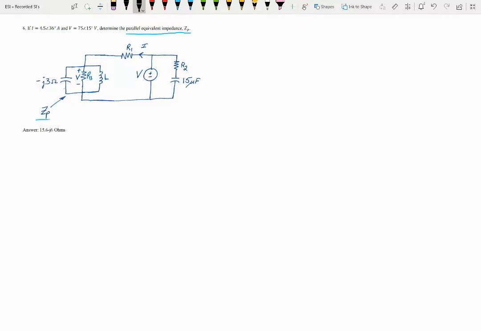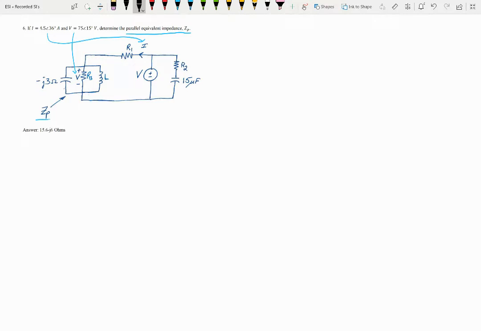All right. They only give a few values. They give us a voltage value V right there, and then they give us this I current right there. Let's see what that does for us, though. And everything that's given is in a complex form already.